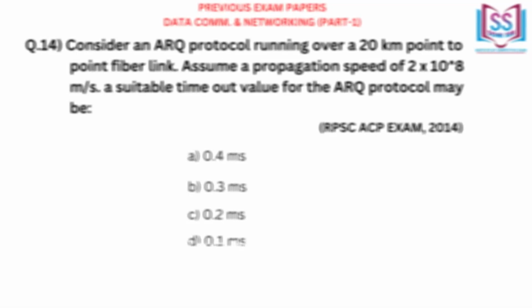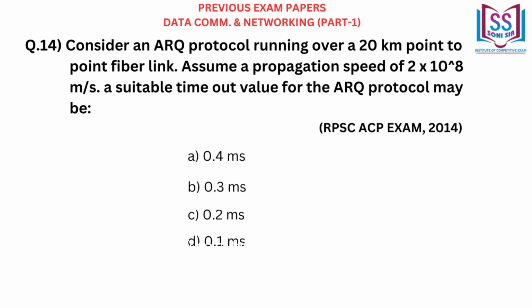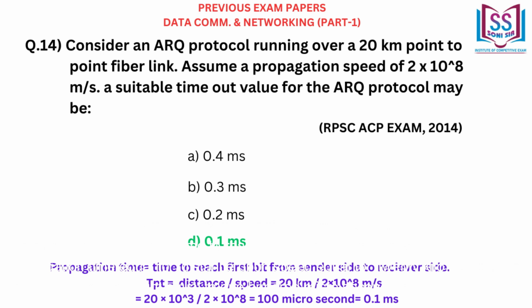255.255.255.224. Consider an ARQ protocol running over a 20 km point-to-point fiber link. Assume a propagation speed of 2 × 10^8 meters per second. A suitable timeout value for the ARQ protocol may be A. 0.4 milliseconds, B. 0.3 milliseconds, C. 0.2 milliseconds, D. 0.1 milliseconds. Correct answer D. 0.1 milliseconds.